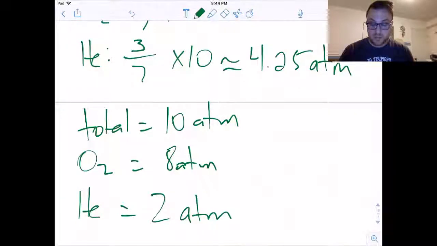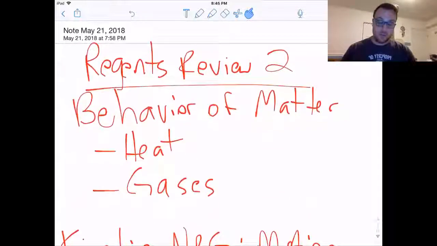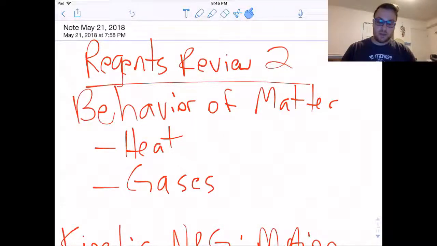Yeah. So today we did a review of the behavior of matter. So this is the more physical changes involved with matter, not chemical changes. So it's everything involving heat and gases. We start off by just defining the few types of energy. So kinetic energy is the energy of motion. So that's involved with changes in temperature. Potential energy is stored energy. So that is involved in phase changes, not changes in temperature.